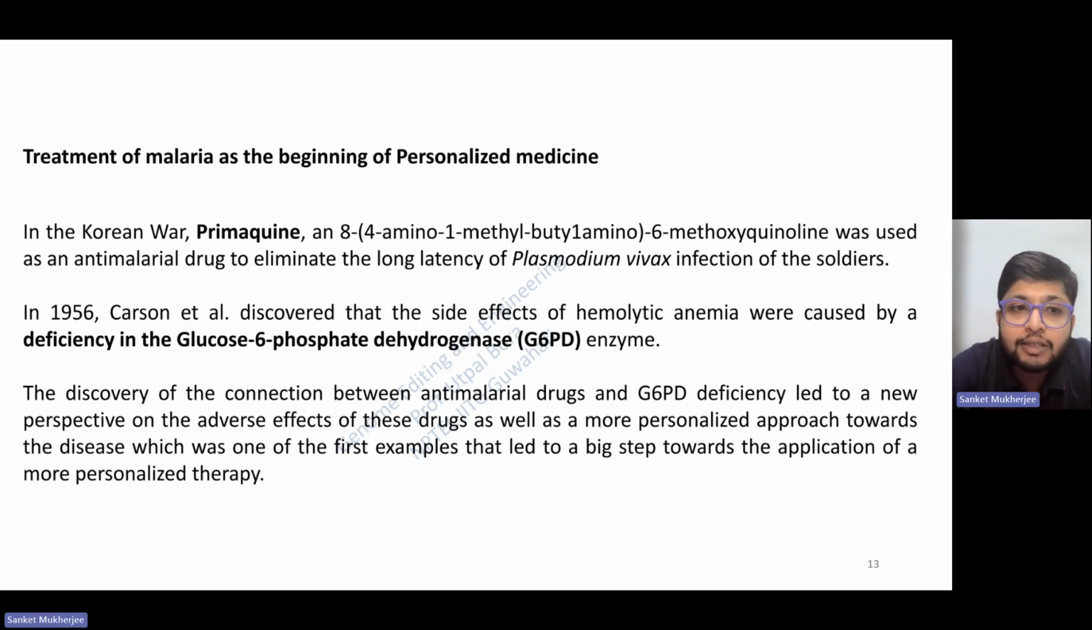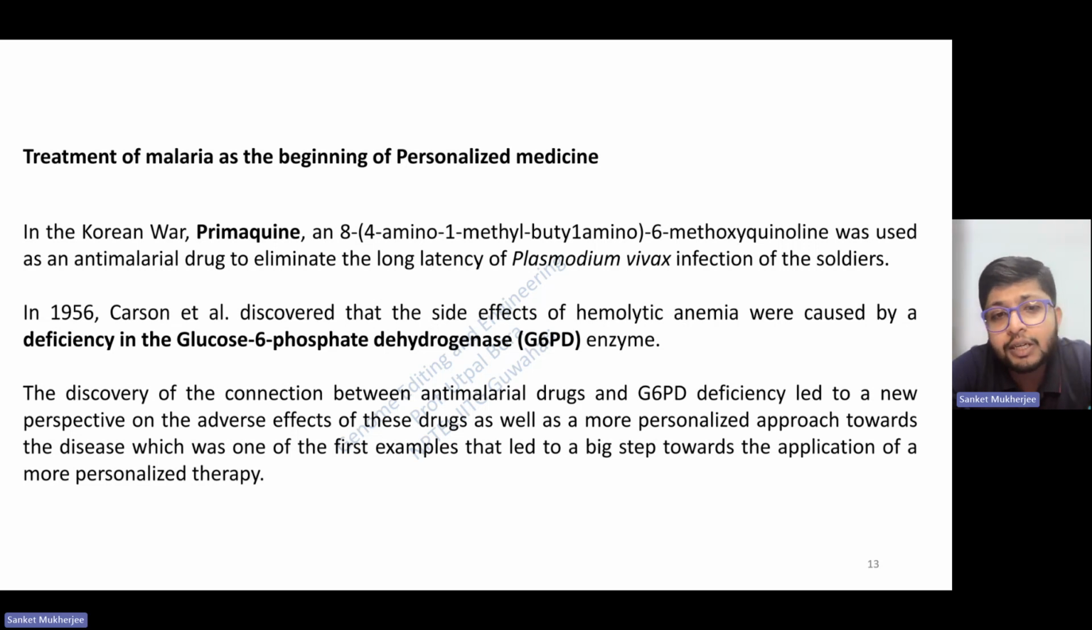In 1956, Carson et al. discovered that the side effects of hemolytic anemia were caused by a deficiency in the glucose-6-phosphate dehydrogenase enzyme. It's a very important enzyme in glycolysis. So it's involved there. That is the reason why hemolytic anemia was caused.